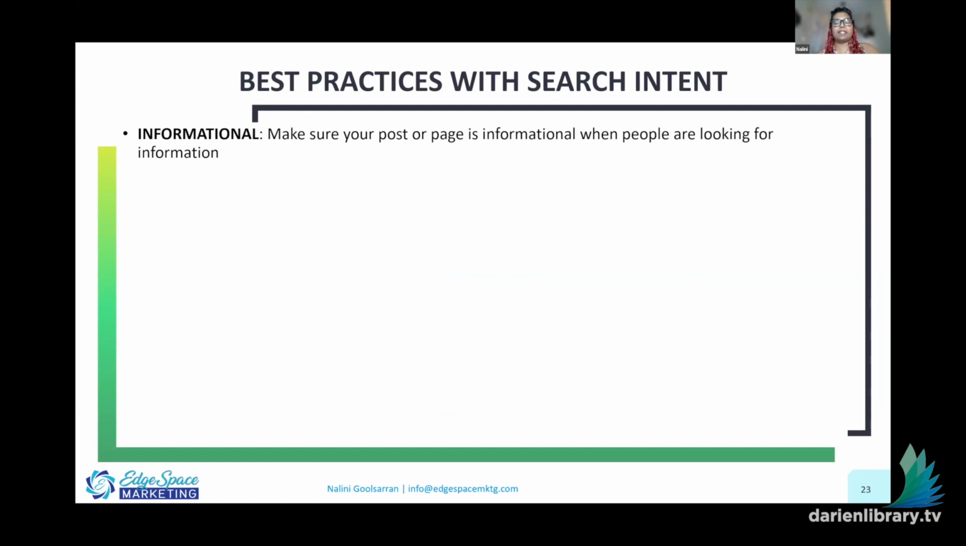So here are some best practices to take with you as you think about your keywords, how you build your website, and what you do with your content. When someone is looking for information, make sure your post or page is informational. I know that sounds really redundant, and you're probably saying, Nalini, why are you telling me this? Because it is so often that I'm looking for information on something. The snippet, the meta, tells me that the information I'm looking for is going to be there. I click the button, I go to the website, and nothing about what I'm looking for is actually on that website. And it's really frustrating from a user perspective.